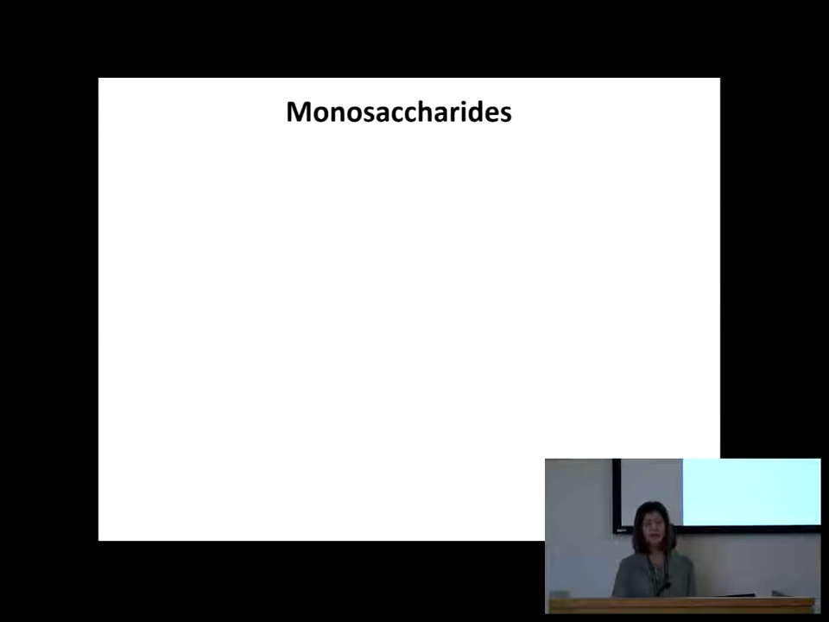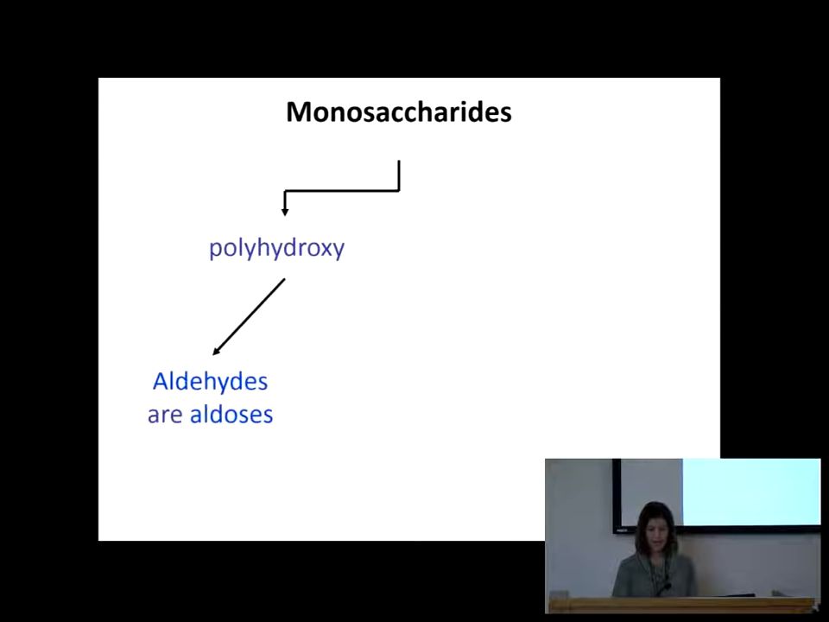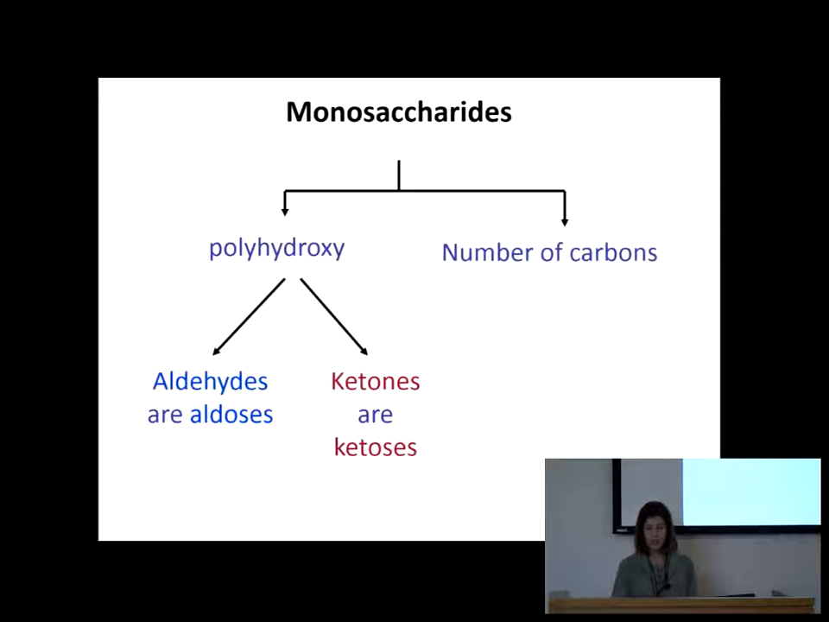So we have 2 types of naming systems. One is a general naming system, like a class of type of monosaccharides. And then we have a common name for each monosaccharide. So we're going to classify them based on whether it's an aldehyde or a ketone, and then we're going to classify them on the number of carbons.